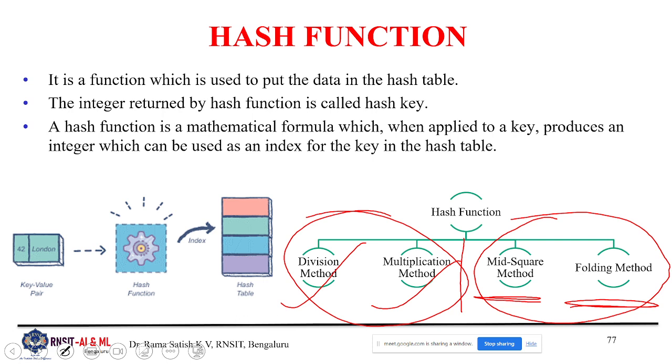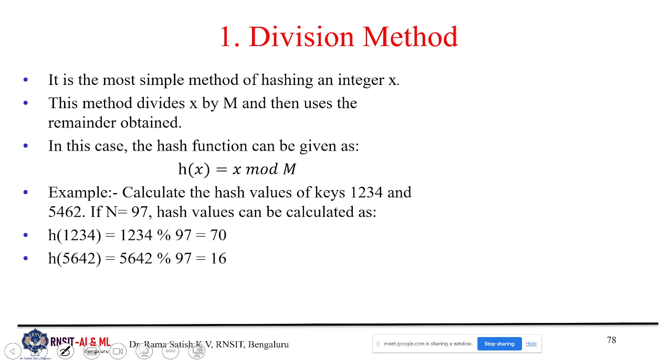We know the hash function is a function that is used to put data in the hash table. It is some calculation. You can see the data is coming and going to the hash function, and finally this hash function gives some index, and in that index this particular data is going to be stored. That is the concept that I have already explained to you in the earlier class.